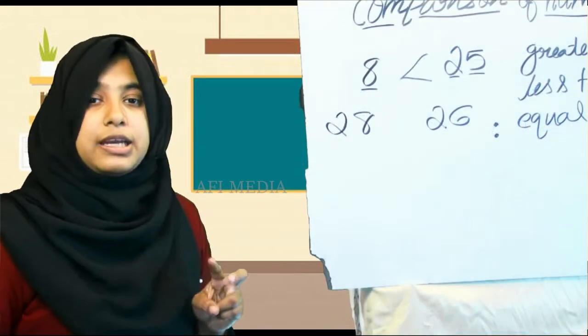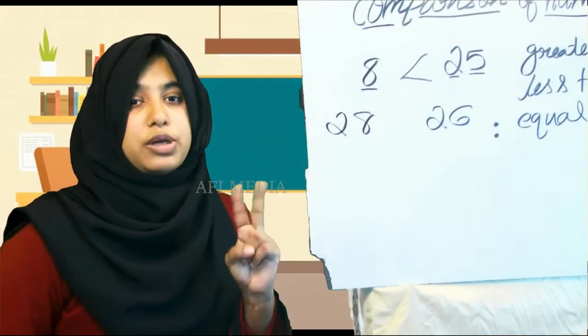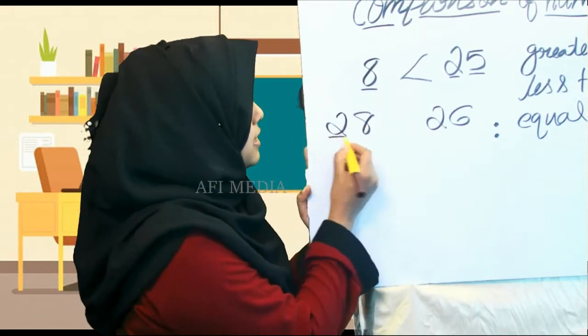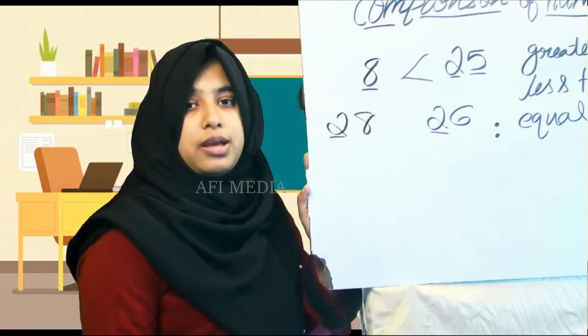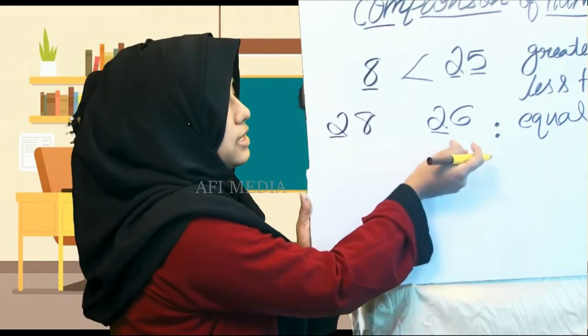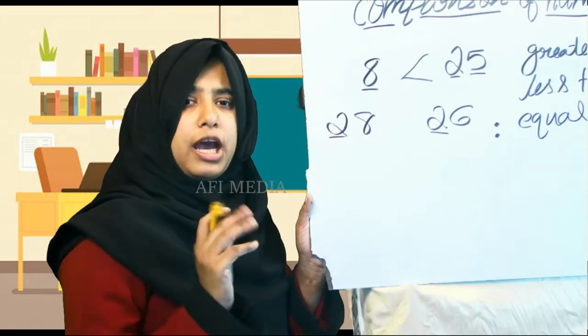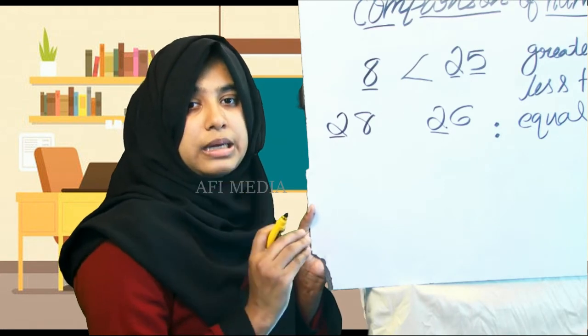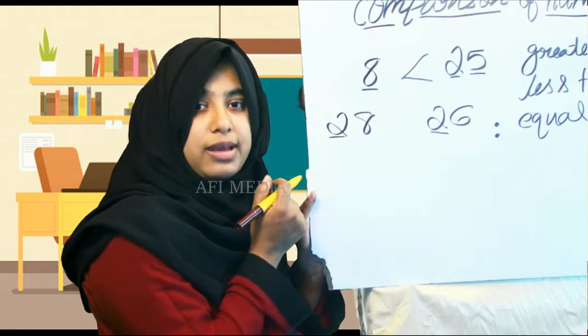I am writing here two numbers with 2 digits. Here also 2 digits and here also 2 digits. The tens place is equal. Each tens place is equal. 2 tens here means 20, 2 tens here also means 20. Then how can we find out the greater number, or less number, or whether it is equal?